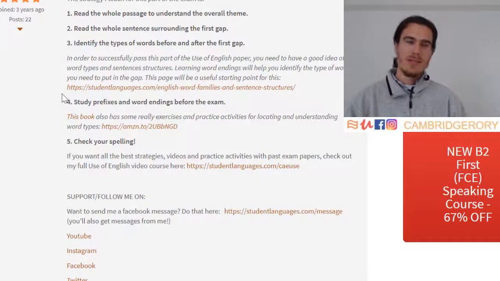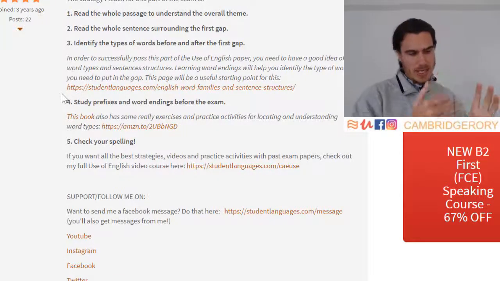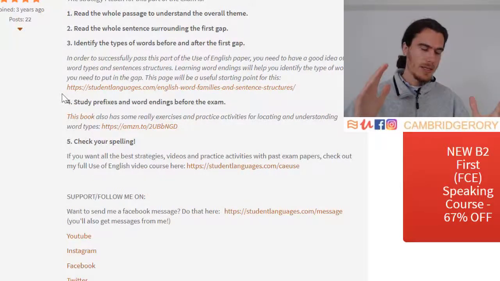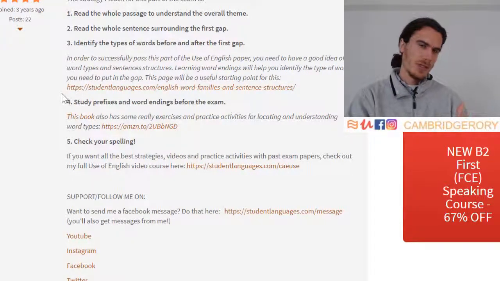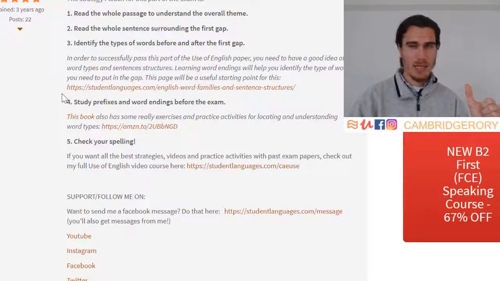So, this is a 5-step strategy that you should use. The first thing you should do when you are faced with part 3 in the exam is to read the whole passage quickly so you understand the overall theme of the text. Don't take more than 30 seconds to do this. Just get an overall idea, because that really helps you to understand the context, and that helps you to find and figure out the correct answers. So that's number 1, read the whole passage quickly to understand the context.